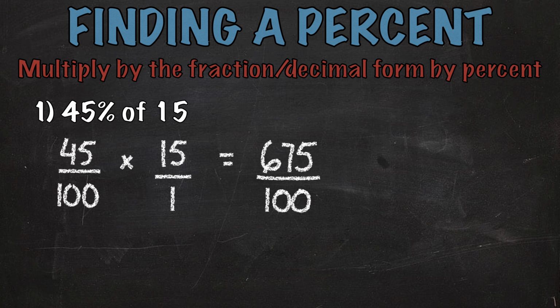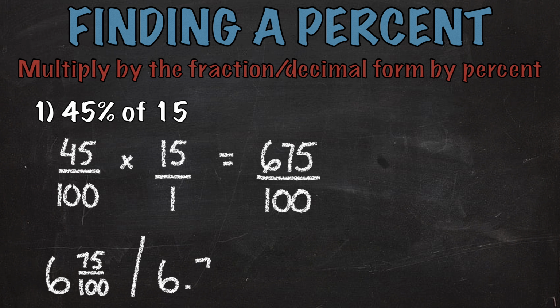Now we need to simplify our fraction into a mixed number since it doesn't divide properly. How many whole groups of 100 do we get out of 675? We get 6. And how many is left over? 75 out of 100. So 6 and 75 hundredths, which is the equivalent of 6.75 in decimal form.